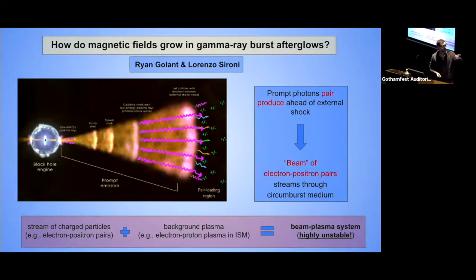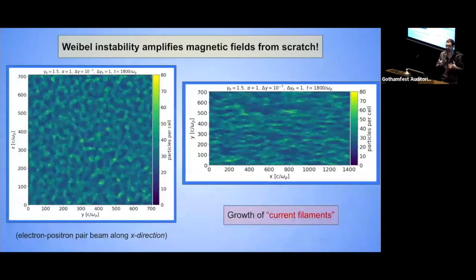Right, so the beam plasma system upstream of the shock is very unstable. And indeed, we see the signatures of the Weibel instability growing in the upstream region. So the Weibel instability sucks away free energy in the anisotropy of the beam plasma system and transfers this energy to the magnetic fields, effectively amplifying the magnetic fields from scratch. So we can see here in this plasma the signature current filament structures of the Weibel instability.